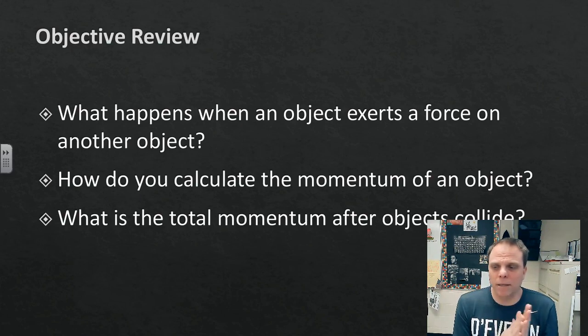How do you calculate the momentum of an object? P equals mv. What's the total momentum after objects collide? It's conserved. It's got to be the same as it was before they collided.